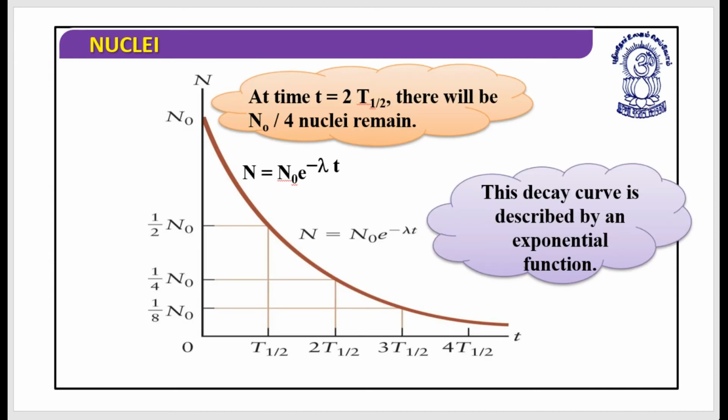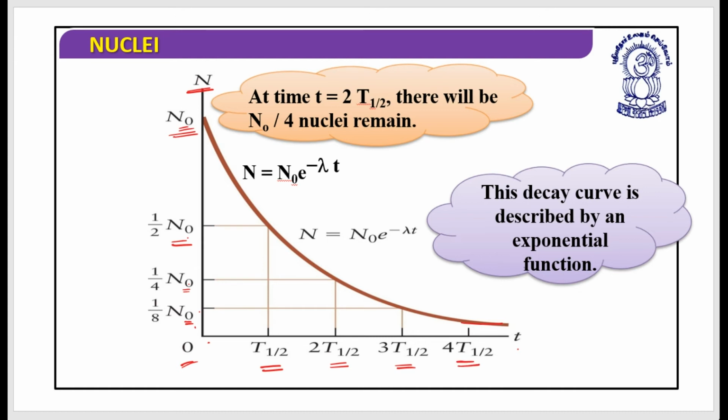If we plot this graph, the total number of active nuclei at 0 seconds is n naught, and as time increases it keeps decreasing. You can see this is n naught to n naught by 2, the first half-life. This is n naught by 2 to n naught by 4, the second half-life. This is n naught by 4 to n naught by 8, the third half-life. And it keeps on decreasing, probably to n naught by 16, the fourth half-life.